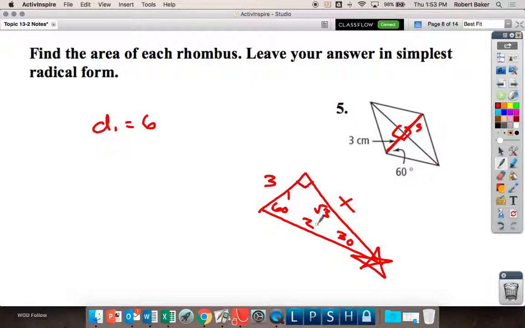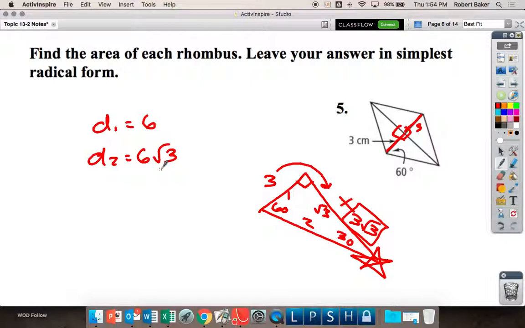So to go from the short leg to the long leg, or from the 1 to the square root of 3, you multiply by the square root of 3. So that means my other diagonal is 3 square roots of 3. Let's call it 3 watermelons right now. Do y'all know what the square root of 3 is? No. You know what a watermelon is, right? If you have 3 watermelons over here, and you add 3 watermelons over here, how many watermelons do you have total? 6. So that's the same thing as saying 3 square roots of 3 and 3 square roots of 3 is 6 square roots of 3. So that means my other diagonal is 6 square roots of 3.